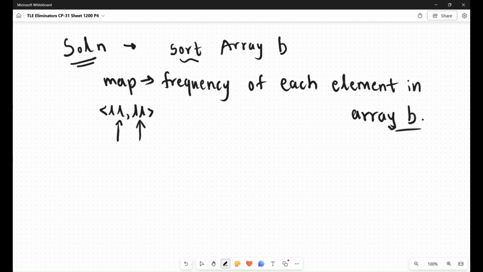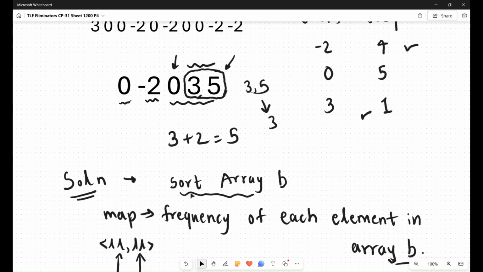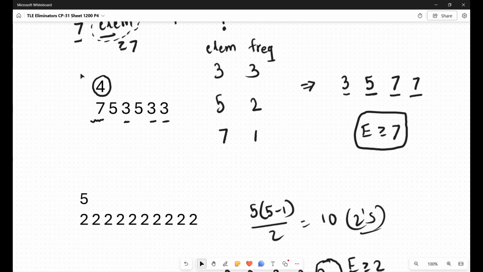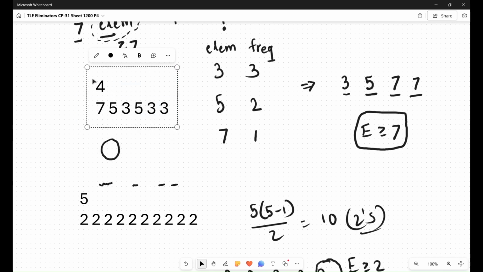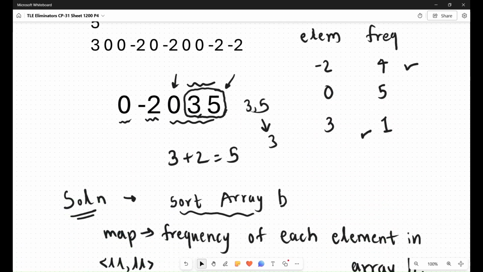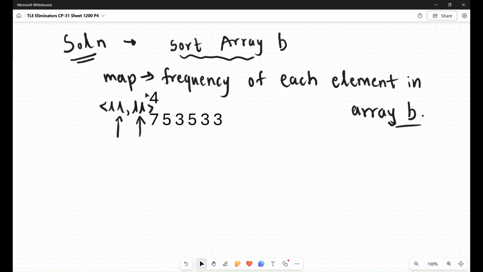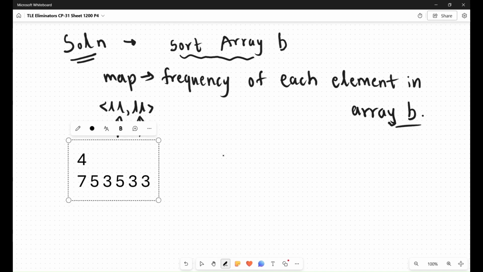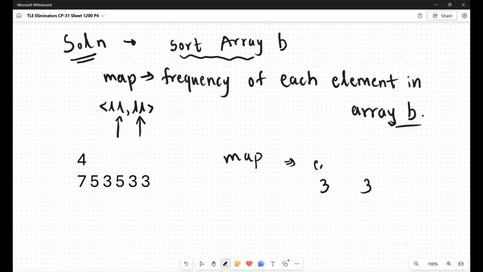So suppose you have sorted array B. Okay, so let us take a look at this sample test case. Here our map will be: for 3 you have 3, this is the element, this is the frequency, 3 comma 2, 5 comma 2 and 7 comma 1.